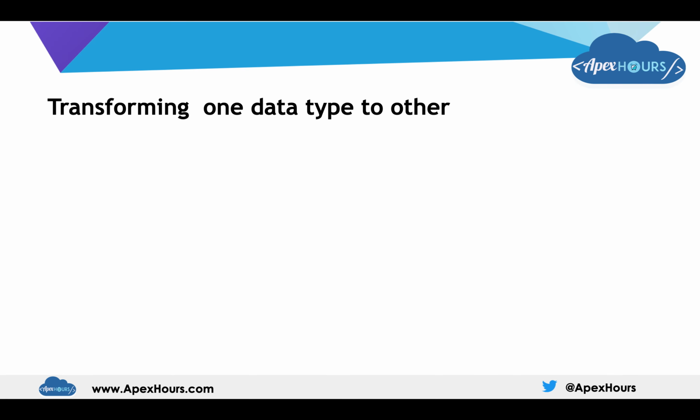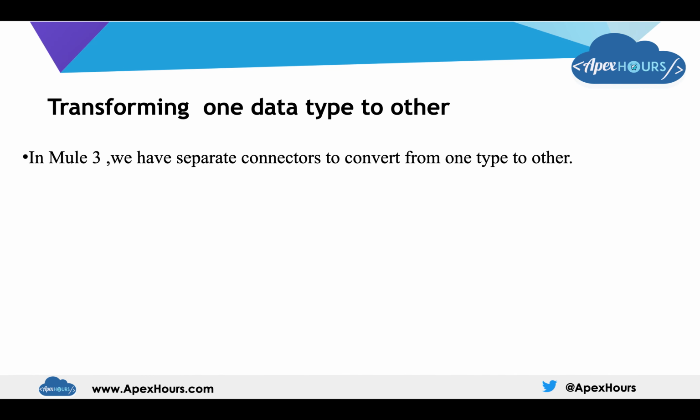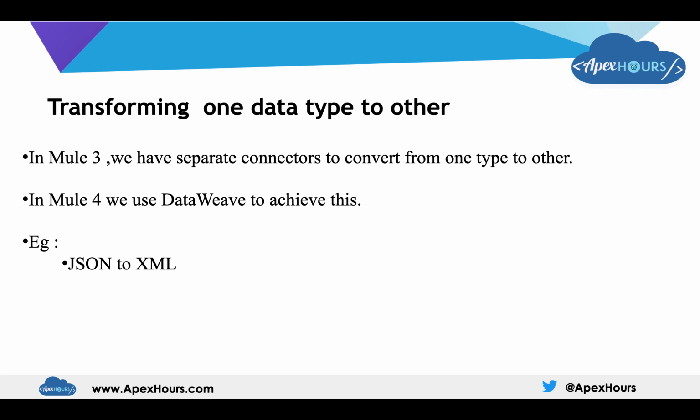So I wanted to make it simpler. Transforming one data type to another data type: in Mule 3, this statement you can ignore, but it is just for your understanding. In Mule 3, we used to have separate connectors to convert from one type to another. But in Mule 4 we use DataWeave to achieve this. For example, JSON to XML, XML to JSON, JSON to CSV, and many more.